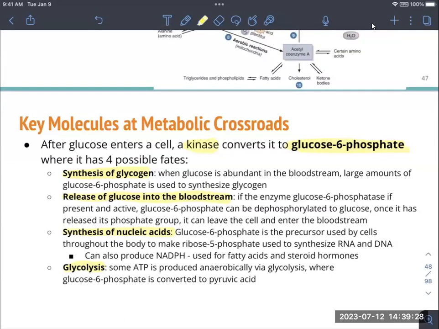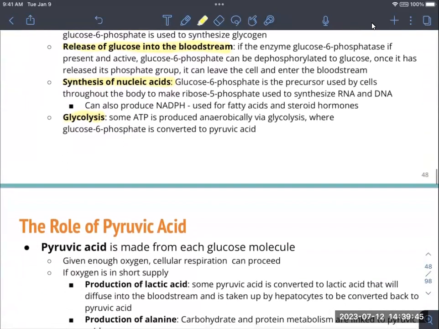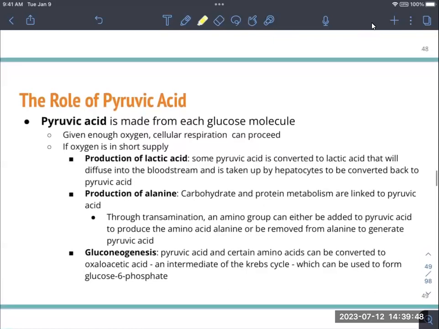So there are a lot of different ways we can take these glucose molecules. They get converted to glucose 6-phosphate, and then they can go to glycogen, be released back into the bloodstream, or make nucleic acids. We can put it through glycolysis and break it down to make energy. So that pyruvic acid is the product from glycolysis. We talked about what happens when we looked at glycolysis. Pyruvic acid is the end product in glycolysis.